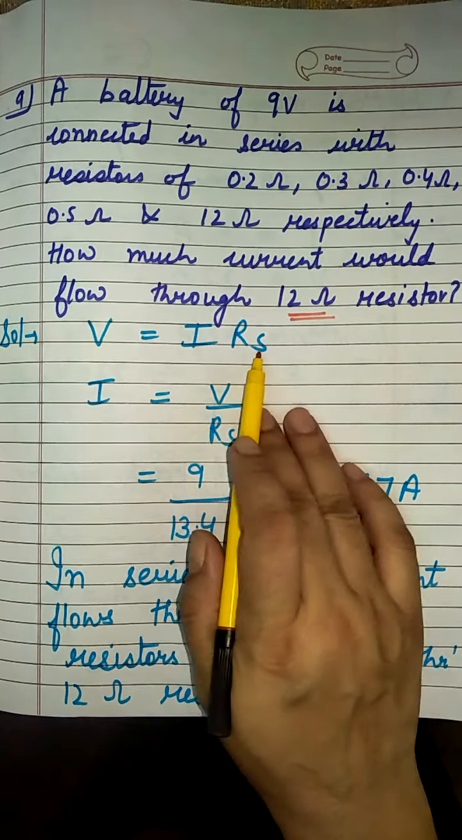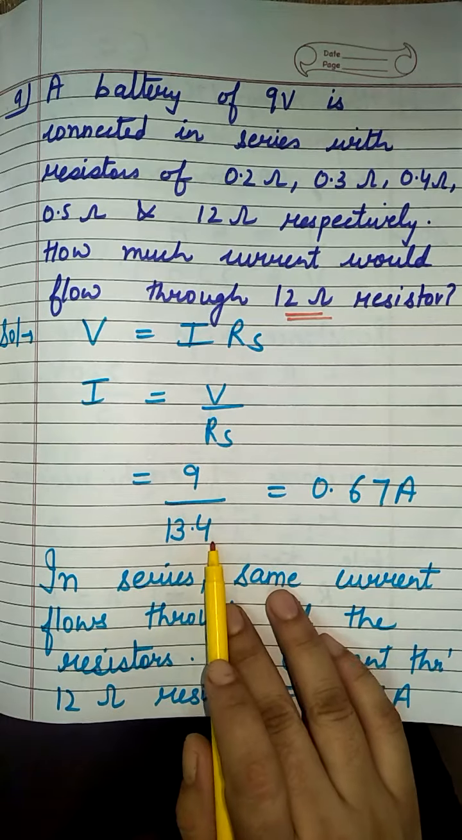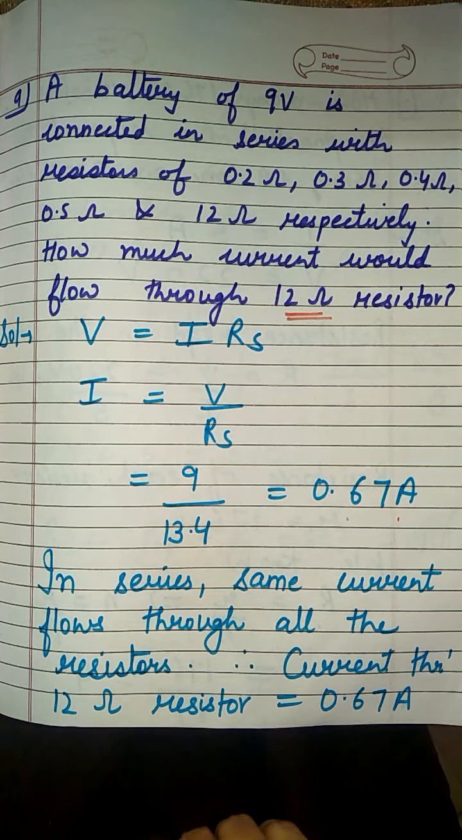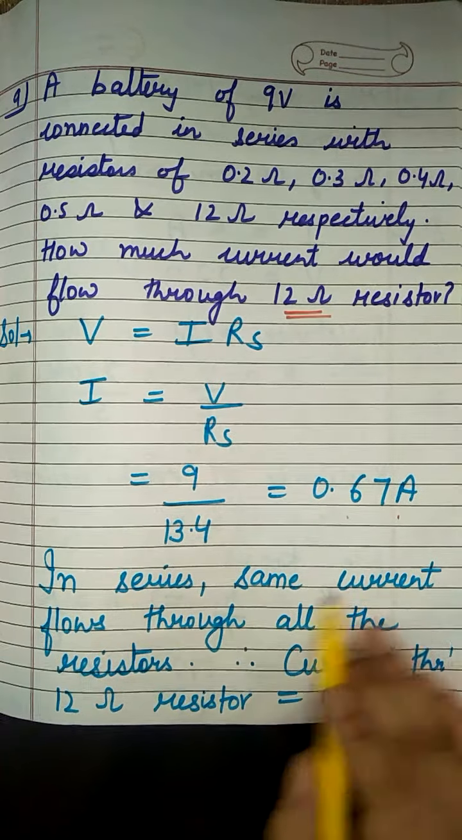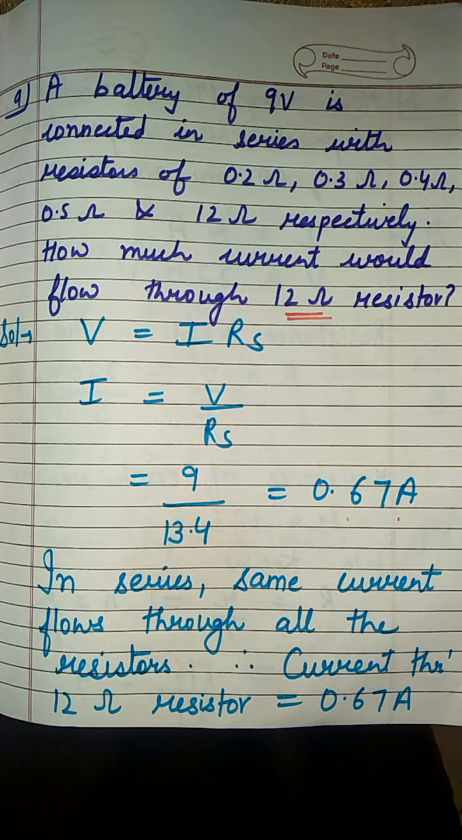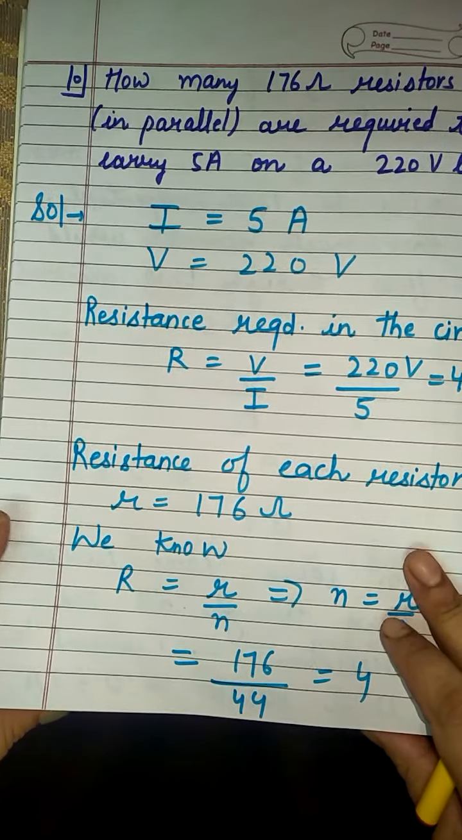Fine. So V is equal to I Rs, I have written. I will be V by Rs. So when you put the values, this value will come out to be 0.67 ampere. In series, the same current flows through all the resistors. Therefore, current through the 12 ohm resistor will also be the same, that is 0.67 ampere. Then question number 11.